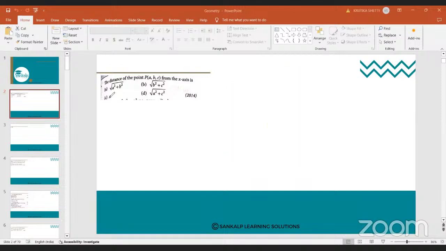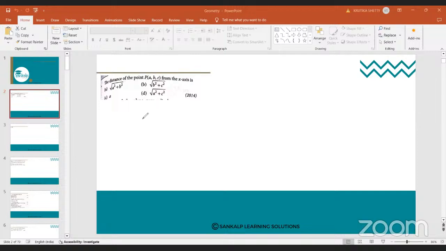The first question is: the distance of the point P(a, b, c) from the x-axis. We need to calculate the distance from the x-axis. If we consider any point on the x-axis, its y and z coordinates will be 0. If we drop a perpendicular from this point, the x coordinate will be equal to a only.